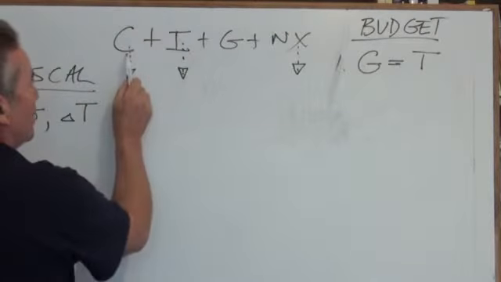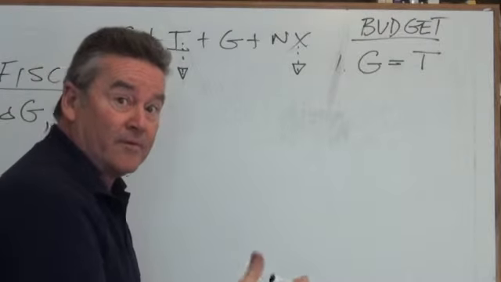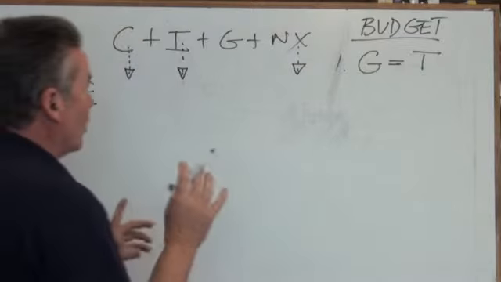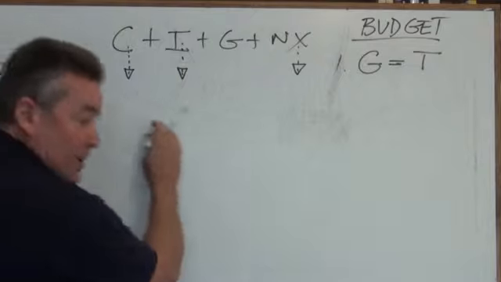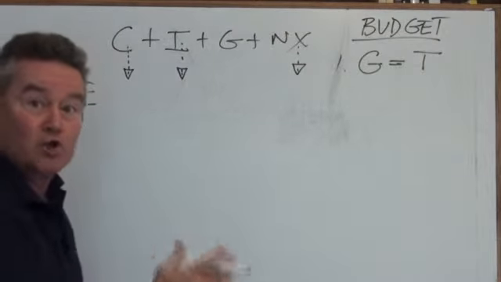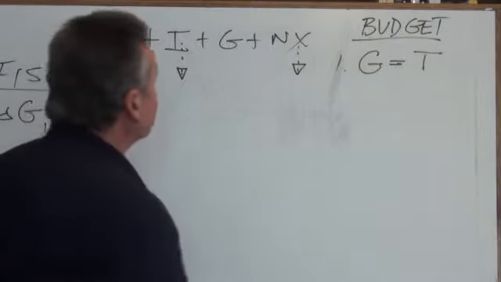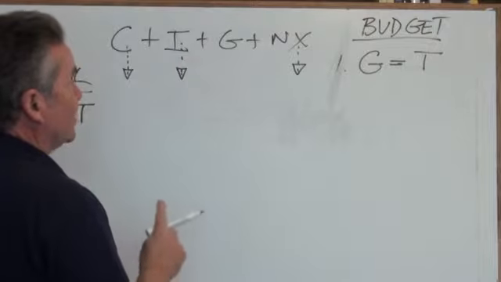So here we've got 1, 2, 3 of our components of total spending, and they're falling. And if they're going to fall, then you and I would anticipate, therefore, that we'd be moving down our business cycle, heading towards a trough or a slump or a recession. So what could the government do here? What could the government do?